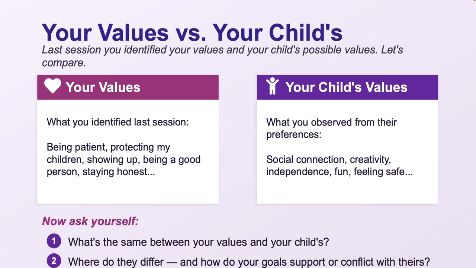And then two, where might they differ, and how do your goals and values support or conflict with theirs? So really looking at these two questions, and this is something that doesn't have to be done only now. This can be done consistently on a monthly basis, on a weekly basis, every once in a while, just to check in and see, have your values changed? Have your child's values changed over time? How do those things mesh? And in what ways can you work with your child in the way that they also say they want to interact with you?